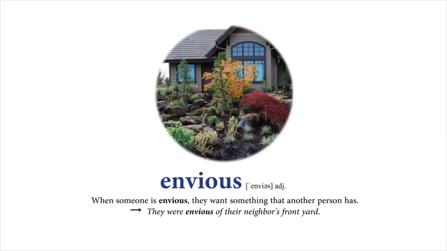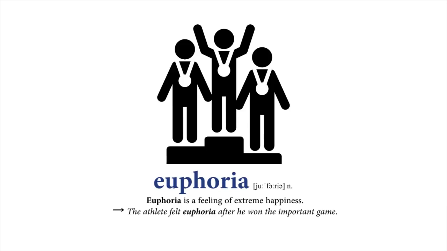Envious. When someone is envious, they want something that another person has. They were envious of their neighbor's front yard. Euphoria. Euphoria is a feeling of extreme happiness. The athlete felt euphoria after he won the important game.